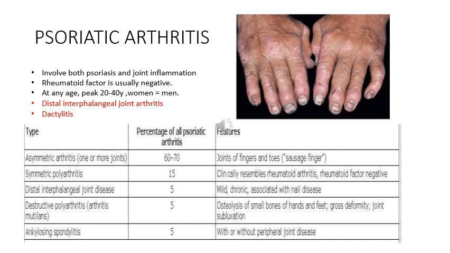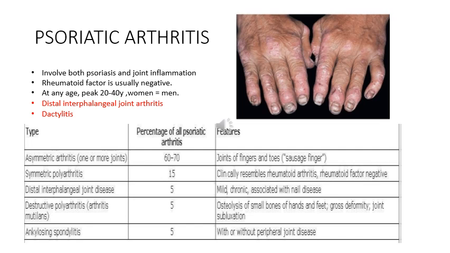The major characteristic is distal interphalangeal joint arthritis. That means the distal part of the interphalangeal joints. That means the parts of the nail or the fingertip are usually affected in psoriatic arthritis. Also, dactylitis is present. Dactylitis means inflammation of the fingers. The fingers get inflamed and swollen, and it looks like a sausage. It is sometimes called sausage finger. The characteristics are being explained in the table.